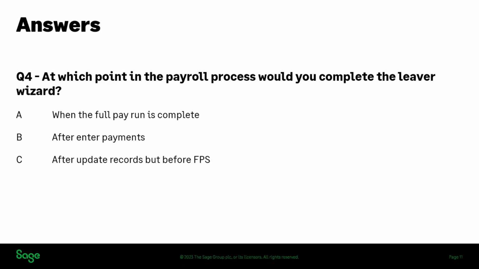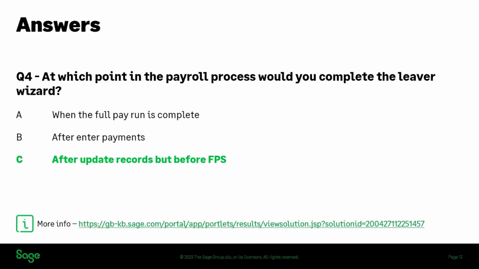So Duncan, can you reveal what the right answer is? I can indeed, and well done to the 83%. It is after update records, but before the FPS. Now, the reason for this is that you need to include the leaving details in the FPS. So if you've done the full pay run, including the FPS, you've missed your chance to do that. So it would have to wait for the next submission or an FPS adjustment, which is why you do it at the point after you've updated records.